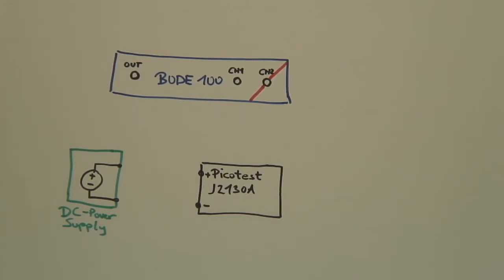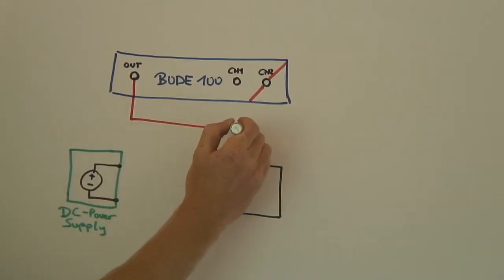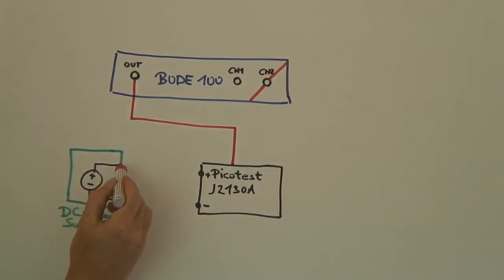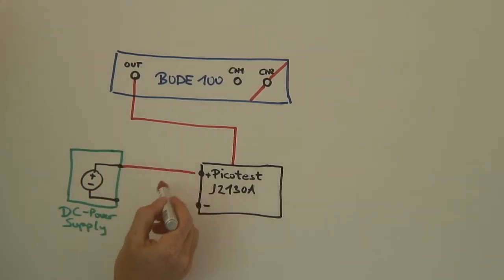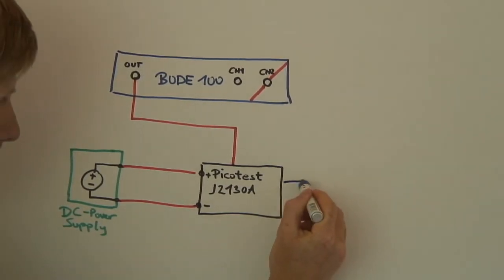The setup is very simple. You connect the output of the Bode100 to the bias injector. The DC voltage is supplied by a DC power supply and directly connected to the DC bias injector. Our device under test is then connected to the output of the bias injector.